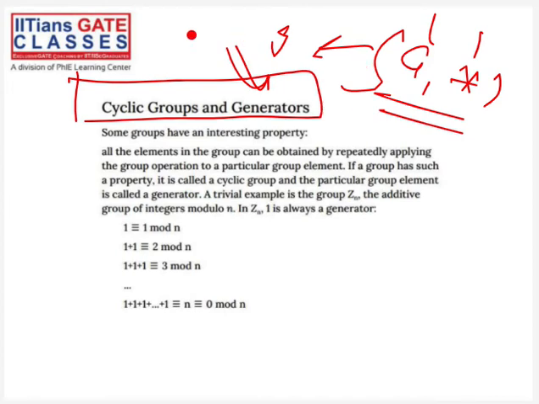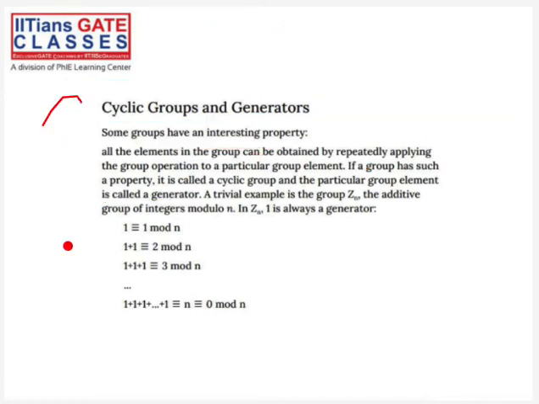So if this structure has a generator, then this structure will be called a cyclic group. This is the definition of a cyclic group. Some groups have an interesting property, and this is the definition of a generator. A generator is an element which can generate all the elements. If your group has a generator, then you will call that group a cyclic group.